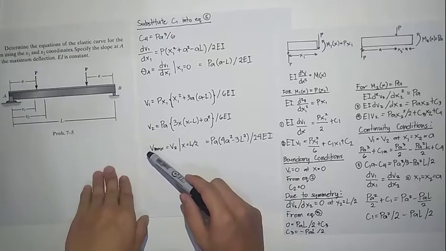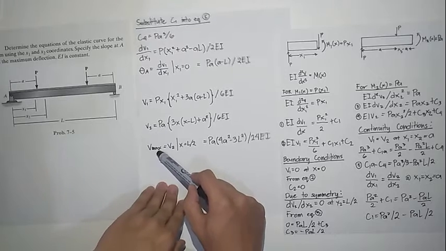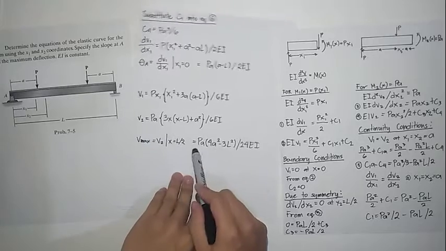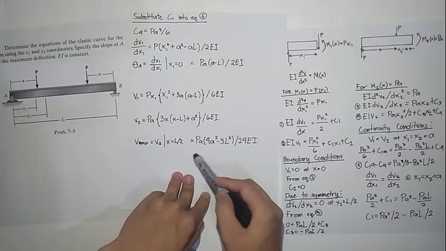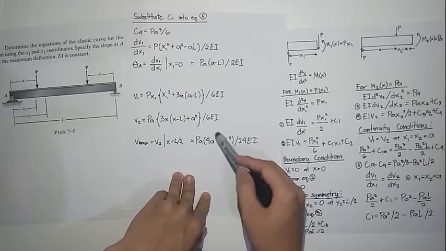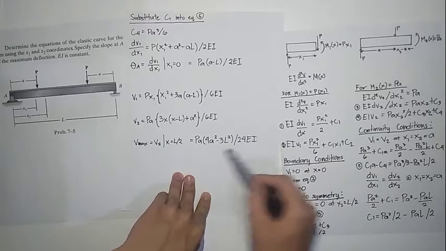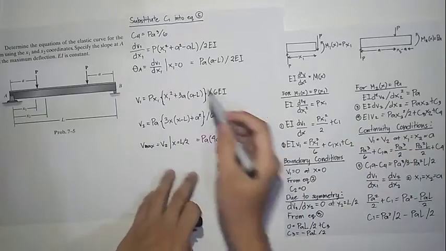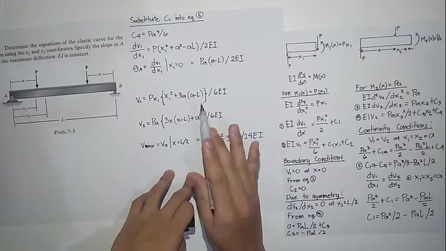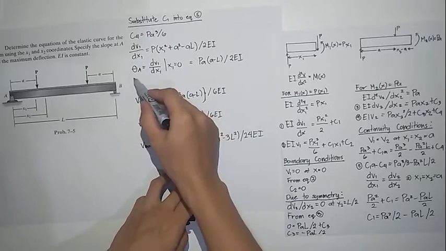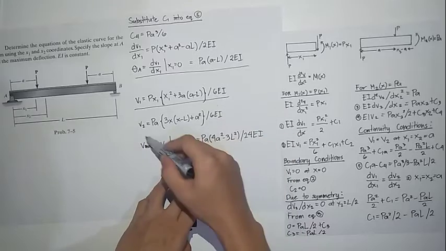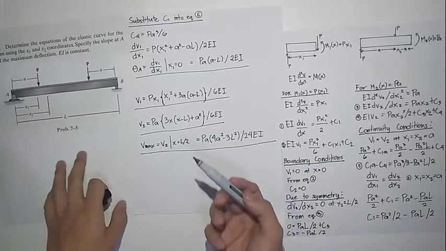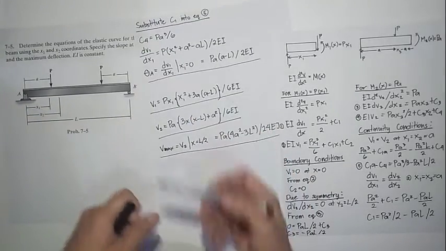And then next is the maximum deflection is equals to the V2, ito po, where x is equals to L over 2. So, ito na po siya. Isinubstitute lang po. Kaya, PA is times 4A squared minus 3L squared all over 24EI. So, meron na po tayong apat na equation in determining the elastic curve. So, ito po ang first equation, second equation, third equation, and then the fourth equation. So, yun lamang po in this problem 7.5.